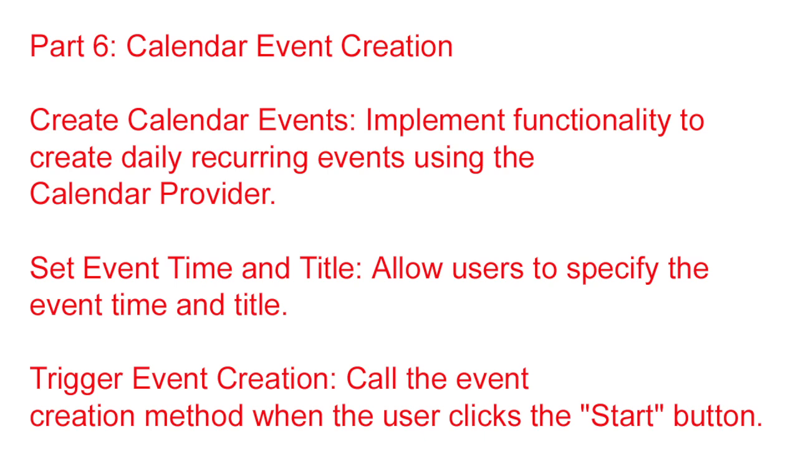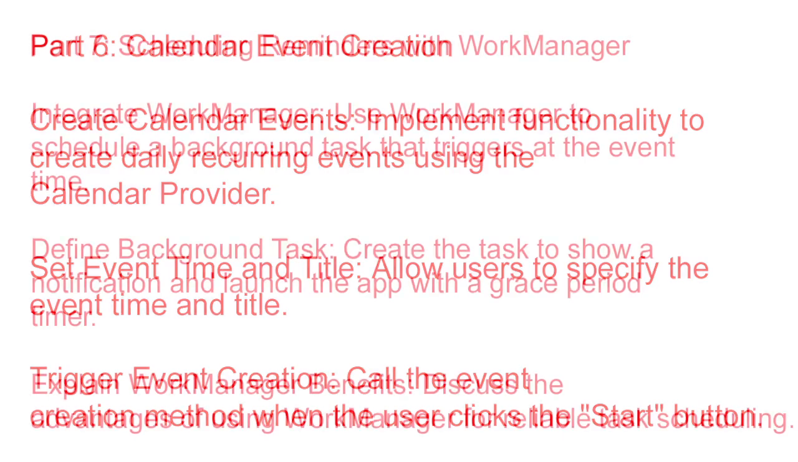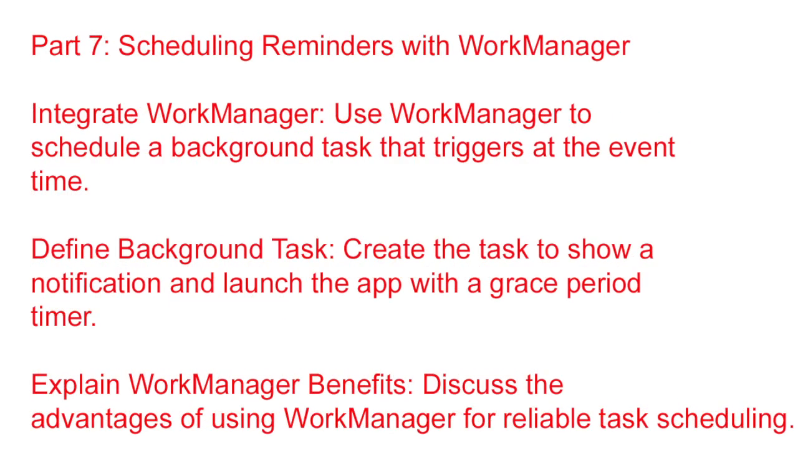And at the end of this grace period, that's when it will call an event. No, that's the start button. We were talking about the event. Create the task to show notification, launch the app with a grace period timer. Explain Work Manager. Okay, we're only on part 7.